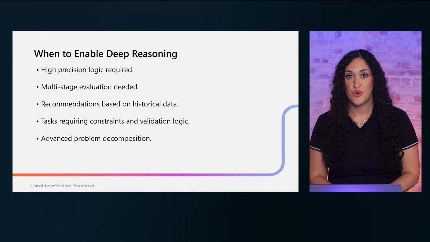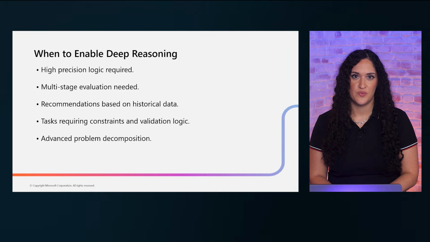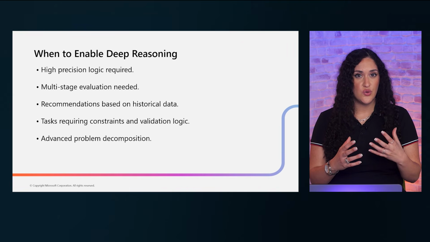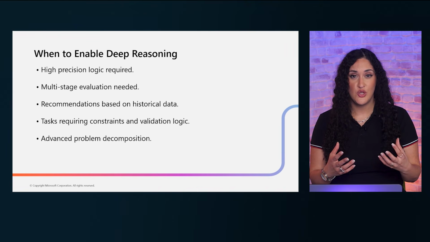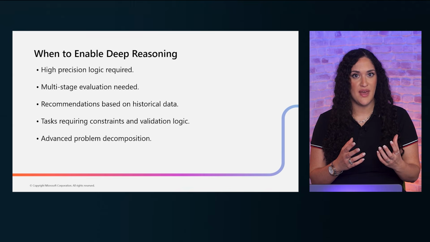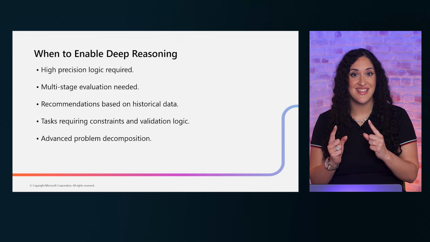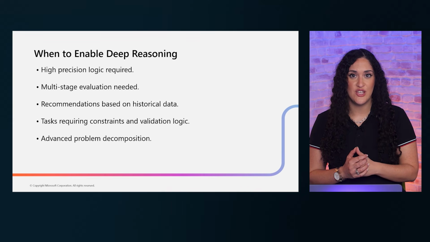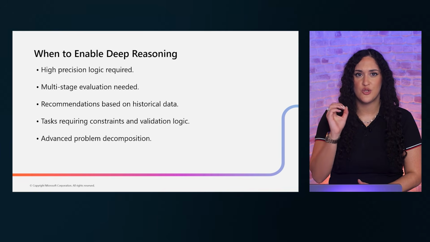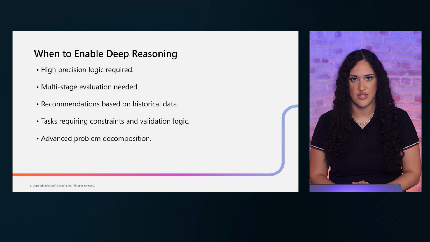When should you enable deep reasoning? 5 key scenarios. When high-precision logic is required, when multi-stage evaluation is needed, when recommendations must be based on historical data, when tasks require constraints and validation logic, and when advanced problem decomposition is necessary.